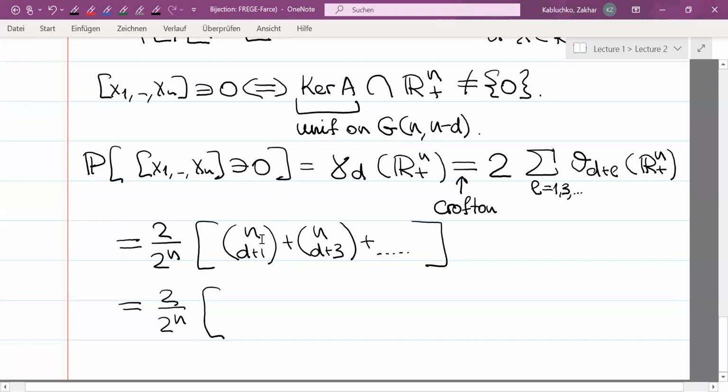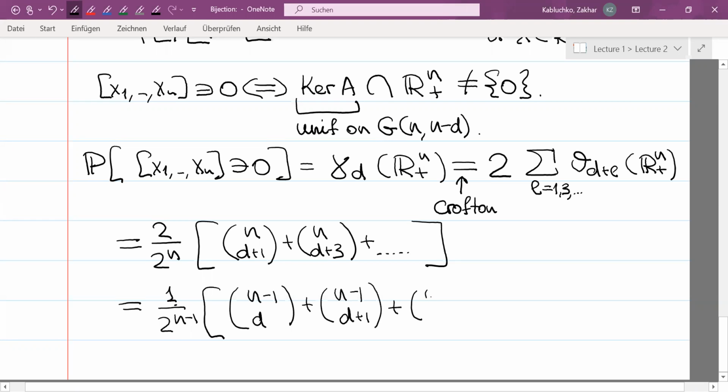And the last step is maybe to simplify this a little bit using the Pascal relation for the Pascal triangle. Each of these coefficients, so there are here odd numbers, right? But each of these coefficients can be written as a sum of 2 above it, and then we have the sum of all numbers, which is more nice. So it is 1 over 2 to the power n minus 1, and here we have n minus 1 d plus n minus 1 d plus 1 plus n minus 1 d plus 2 plus and so on.